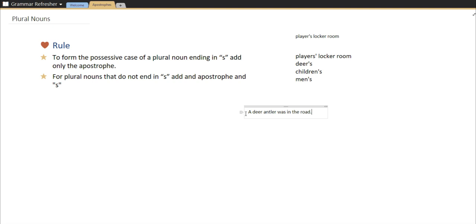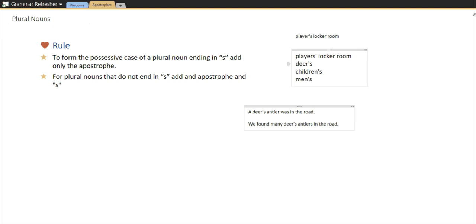I've said a, which means one. So to make a singular word possessive, add an apostrophe S. And I know that this was just one deer's antler in the road. Now, in context, let's say I wrote my sentence, we found many deer's antlers in the road.